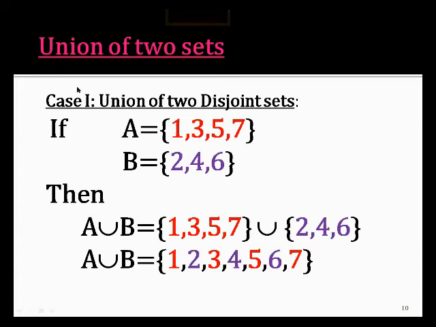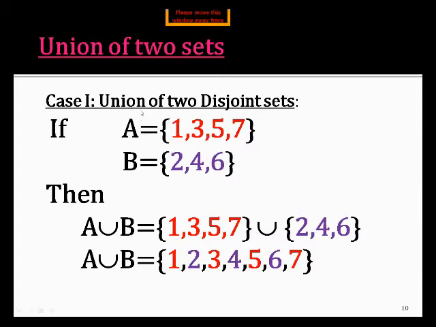Now the next one is how to find the union of two sets. Here we have some cases which define how to find the union of two sets. In the first case, we find the union of two disjoint sets. If we have a set A equal to {1, 3, 5, 7} and a set B equal to {2, 4, 6}, then as you see, students, these are disjoint sets because, from the definition of disjoint sets, they have no common element. There is no element common to both sets, so such sets are called disjoint sets.